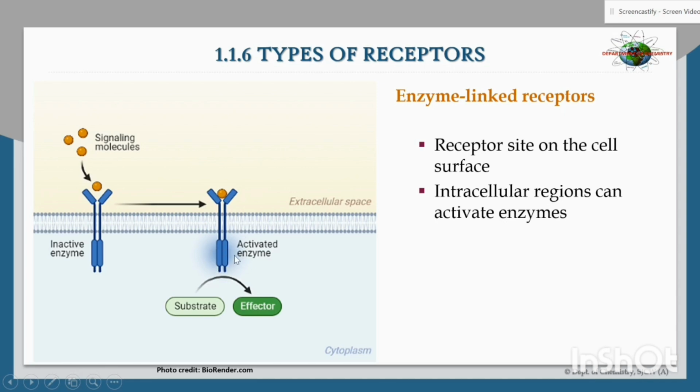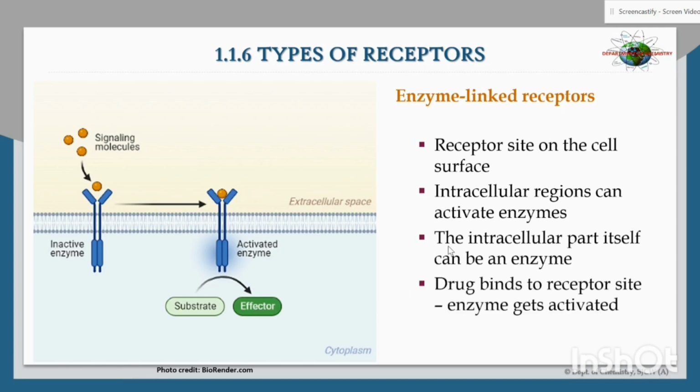The part that is present in the cytoplasm can itself act as an enzyme or it can activate an enzyme. Once the yellow drug molecule binds to its receptor site, the intracellular part itself can also be an enzyme. Drug binds to the receptor site, the enzyme gets activated, and we can see here the substrate plus enzyme will produce the desired effect inside the cytoplasm.